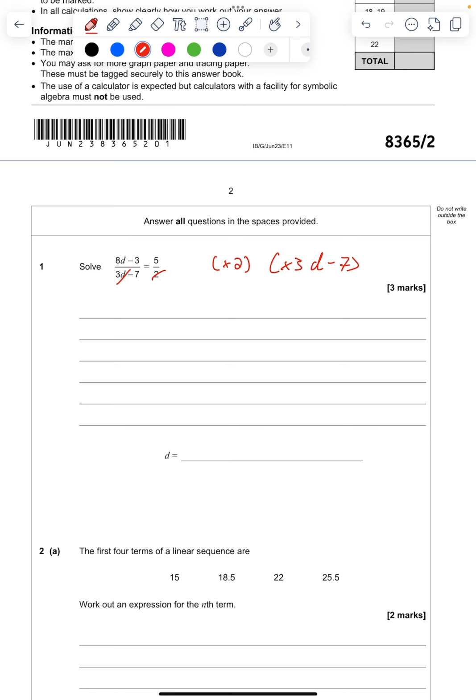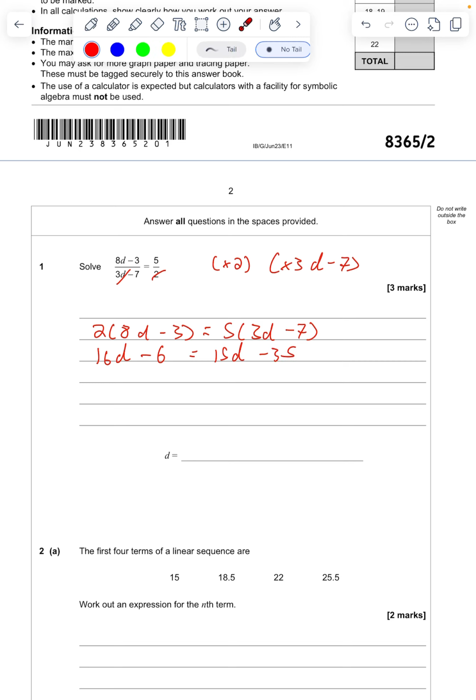So that's going to leave us, on the left-hand side, with 2 lots of 8D take away 3 being equal to 5 lots of 3D take away 7. And then just going to expand the bracket. So 2 times 8D is going to give you 16D take away 6 being equal to 15D take away 35. And then let's get the 15D onto the left-hand side by taking it away. So D is going to be equal to, let's add the 6 onto this side, minus 29. And that's your first answer.